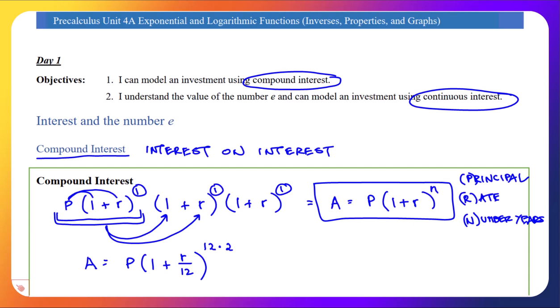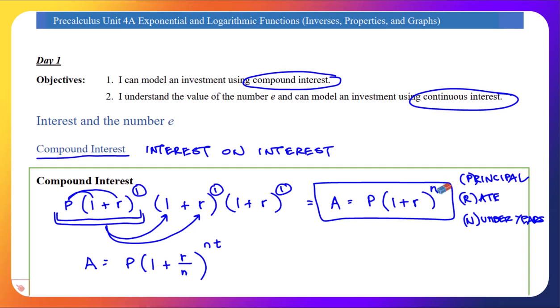So to make this formula more general, we'll take the interest rate and divide by the number of times we compound the interest. If it's monthly, it's 12. If it's weekly, it's 52. If it's daily, it's 365. And the number of times we do it is the number of times per year times the number of years. So T here is the number of years.